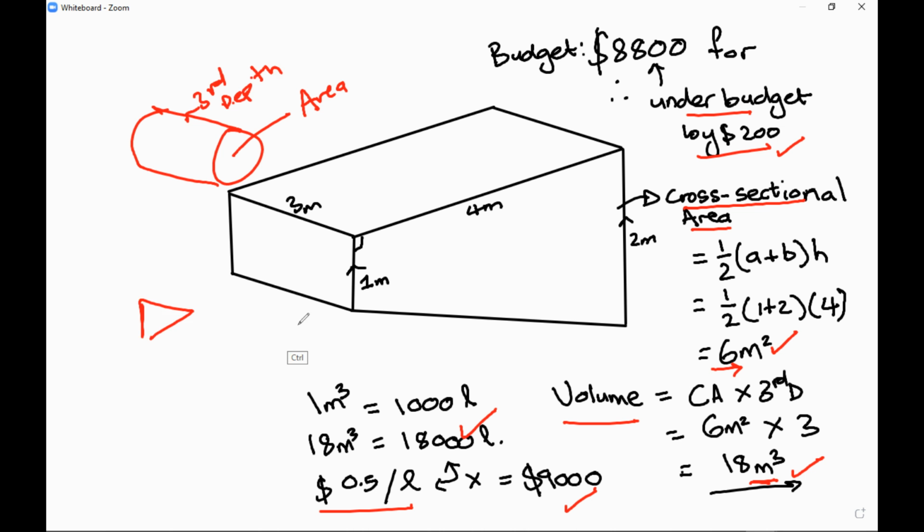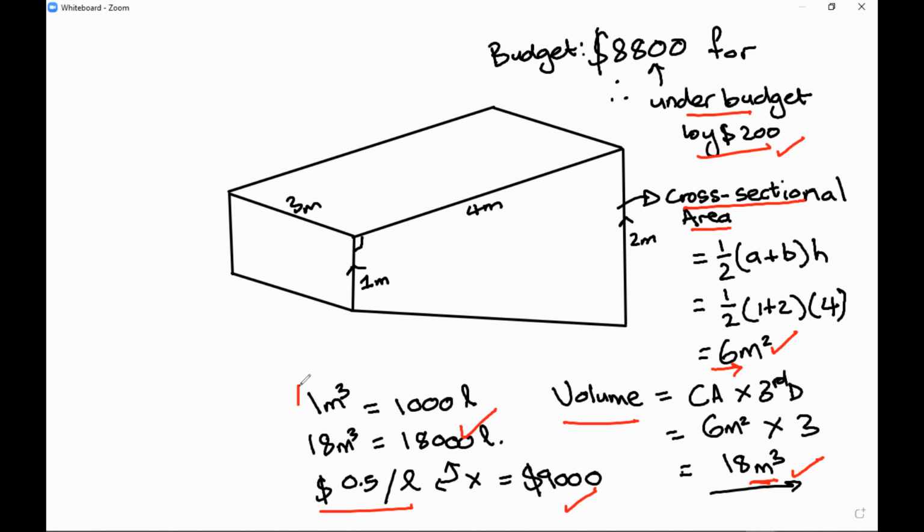So that's the area and the volume calculation, the first two parts. Capacity, remember, this is the conversion that we need to use. 1 meter cubed is equal to 1,000 liters. And that's what we would use to calculate that.